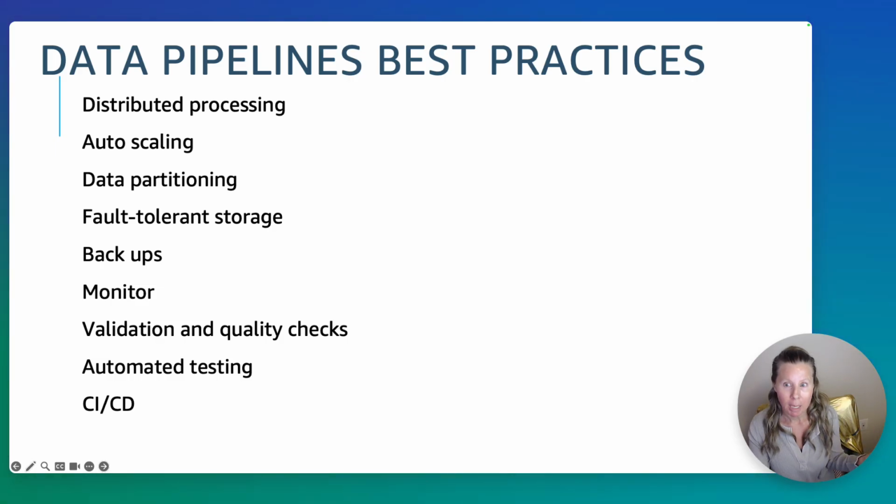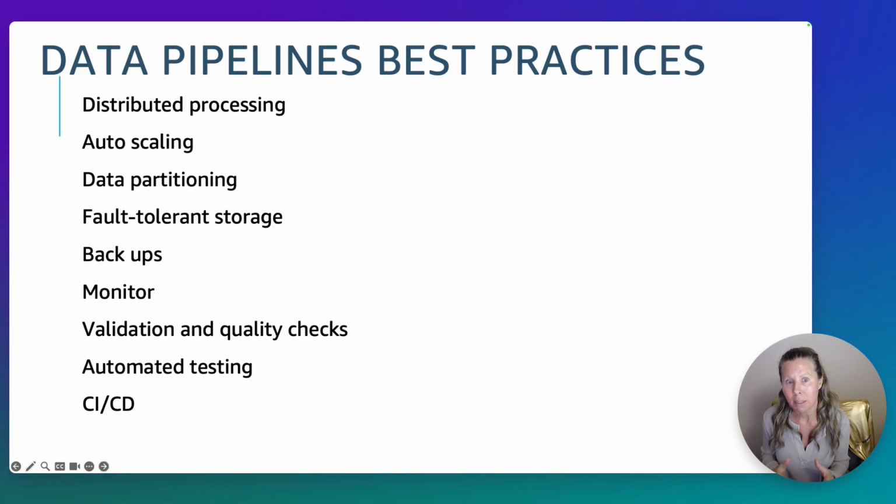We've mentioned this a few times already, but let's quickly cover a few best practices. Use distributed processing frameworks such as Apache Spark, Amazon EMR, or AWS Glue to handle large volumes of data and parallel processing across a cluster of resources. Configure auto-scaling in your data pipeline to ensure optimal performance and cost efficiency. Implement proper data partitioning techniques to distribute data across multiple processing resources. Use fault-tolerant storage services such as Amazon S3 or Amazon EFS for storing your data.